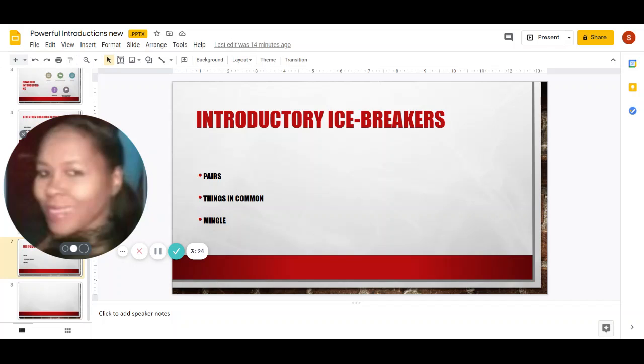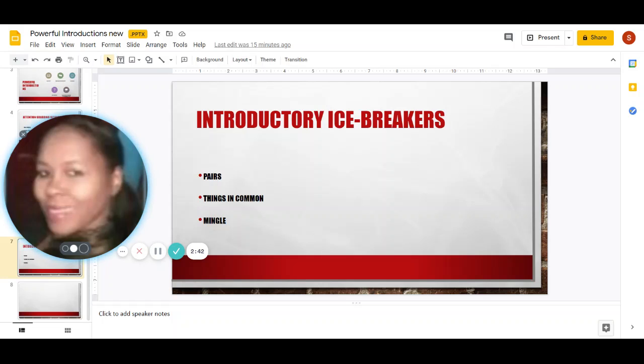My second favorite introductory icebreaker is called Things in Common. To do this, you will ask participants to write their name on a sheet of paper and you will provide them with five common things. This could be favorite food, place of birth, middle child or first child in the family, school they attended, any simple facts about them. They must now walk around and, in discussion, find others that have things in common.